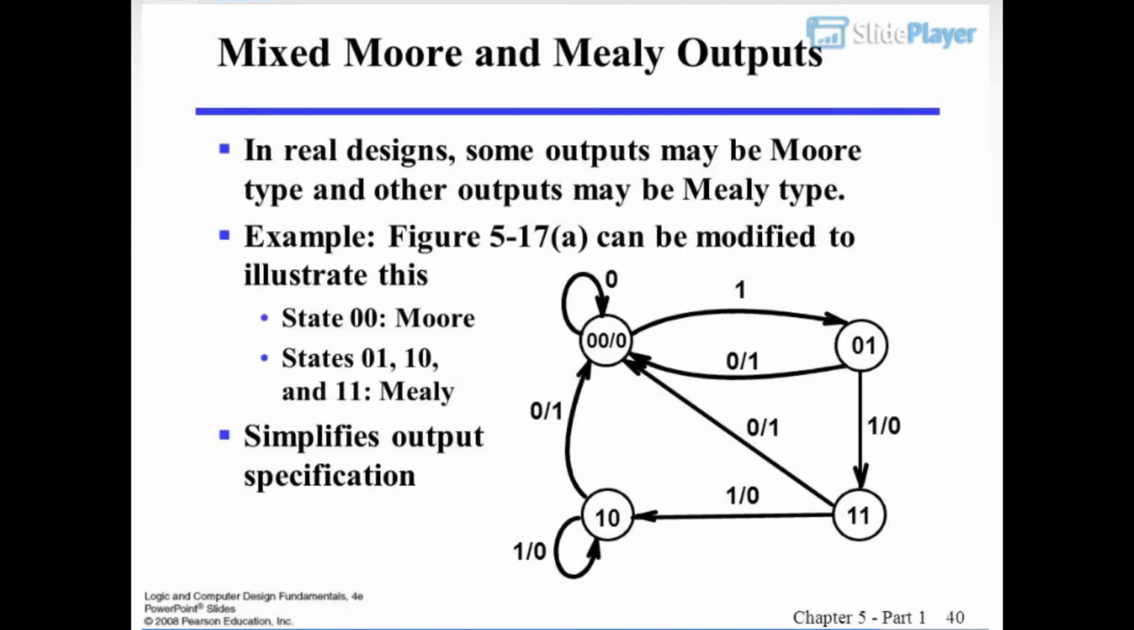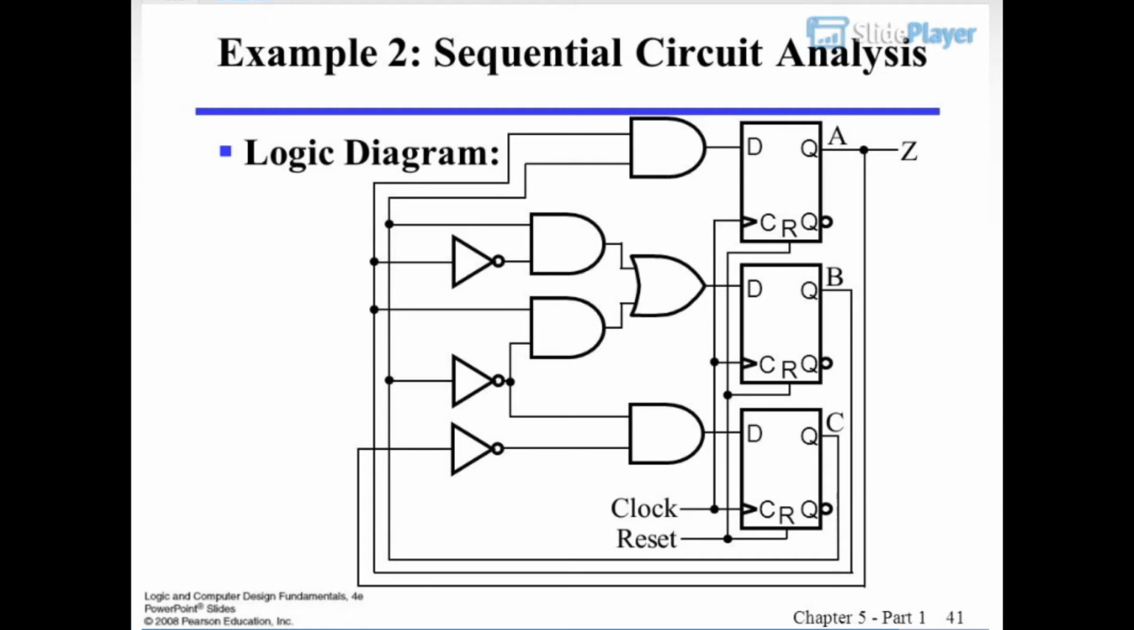Mixed Moore and Mealy outputs. In real designs, some outputs may be Moore type and other outputs may be Mealy type. Example, figure 5-17 can be modified to illustrate this. State 00 is Moore; states 01, 10, and 11 are Mealy. This simplifies output specification.